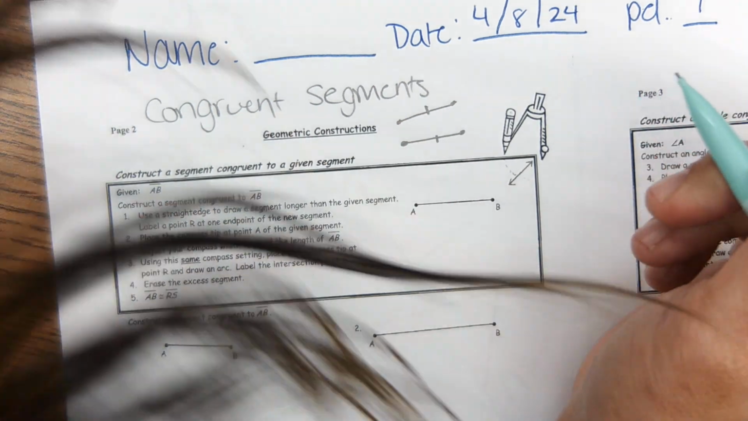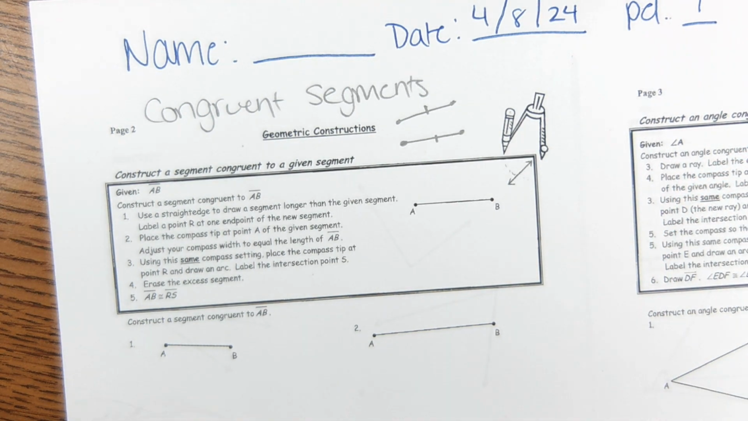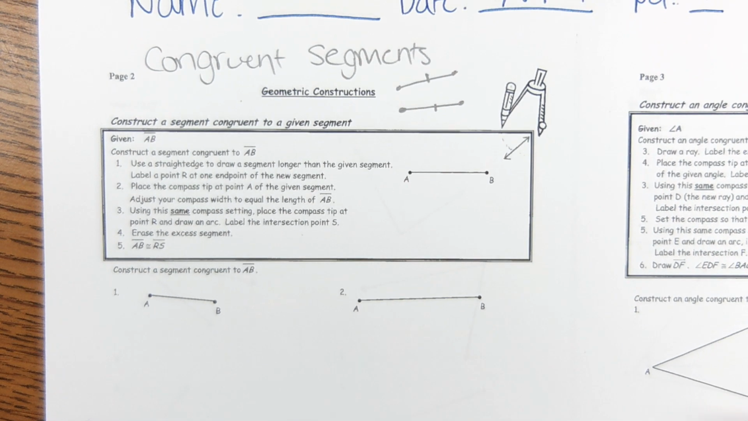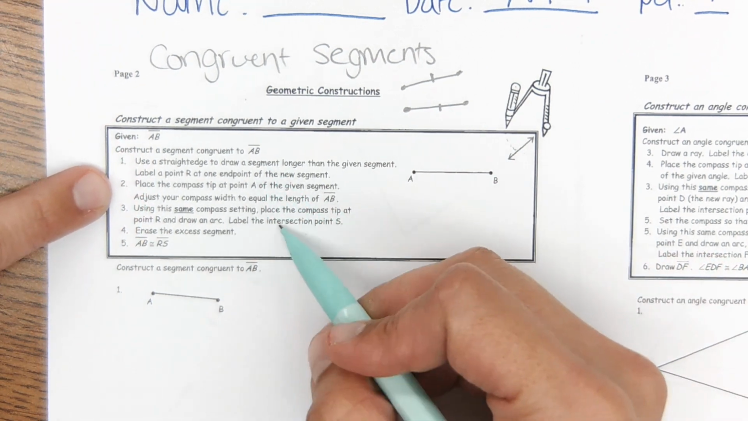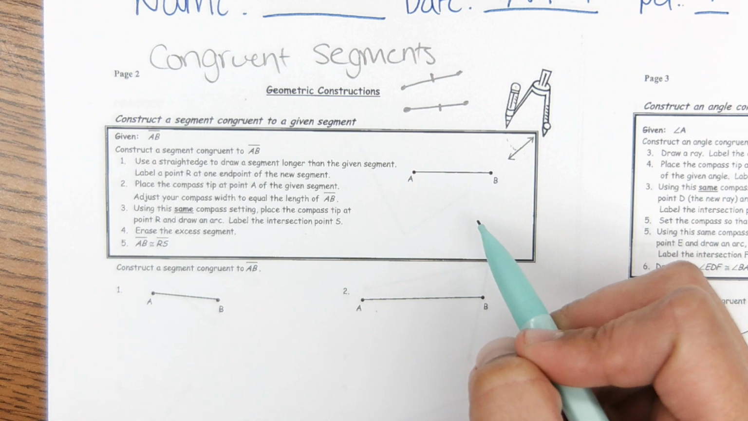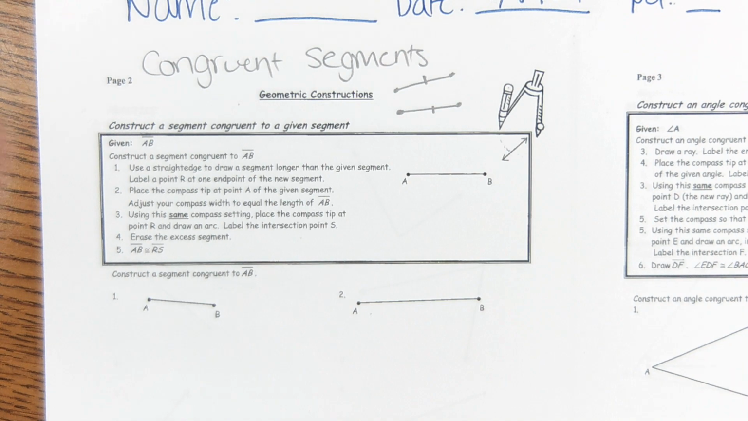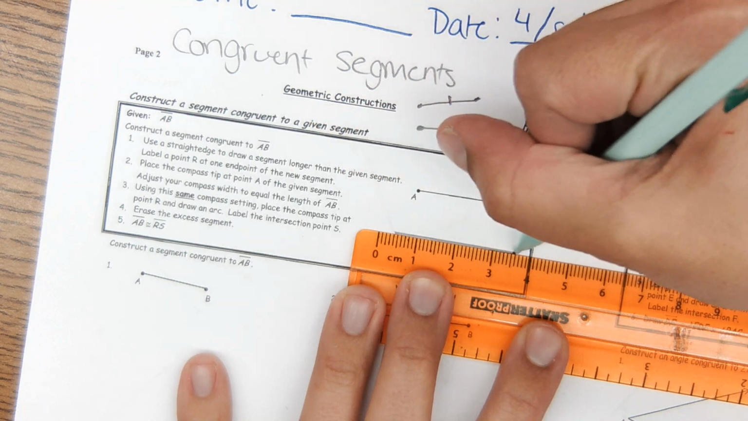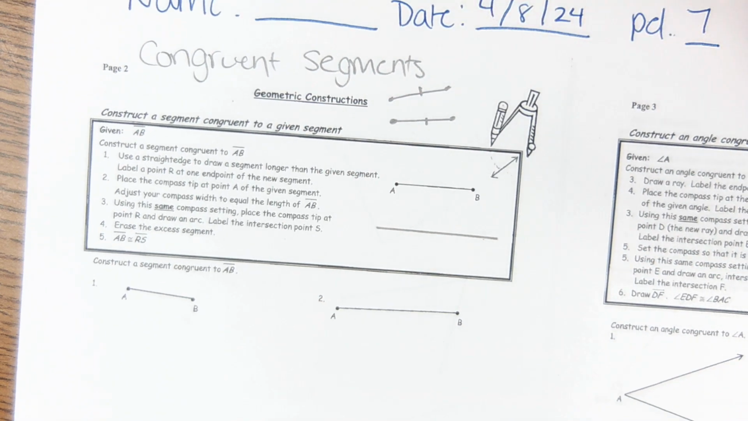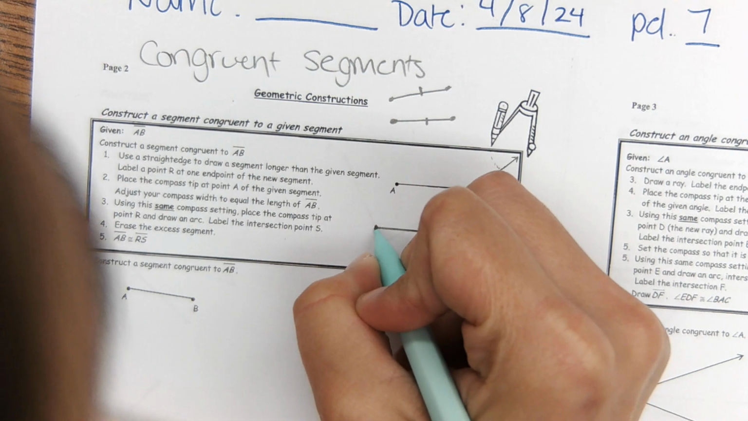So for this portion, they're going to give us a segment and we are supposed to draw a congruent segment. And then I'm also going to be following these directions here. It's listed out, and then this is the first example that we'll do together right here. So it says, use a straight edge to draw a segment longer than the given segment. So use your straight edge to draw a segment longer than segment AB. Then you want to label the endpoint of this segment R.